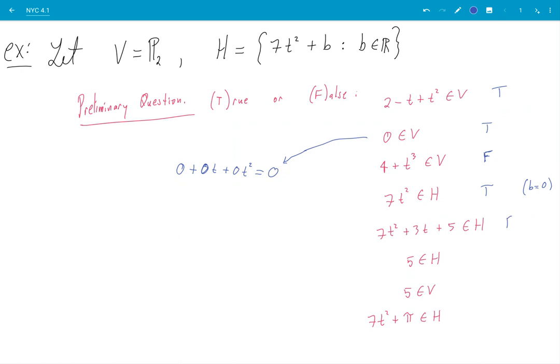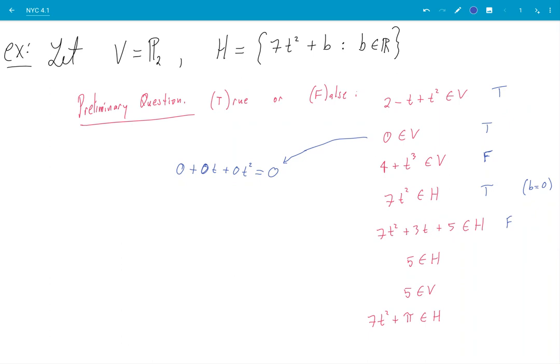This one's false because you have this problem here. To see that this is false, just ask yourself, is this item here one of these dudes? And the answer is no. Okay, B has to be a real number. It can't involve a variable. Well, this can't be B. I can't say B is equal to this, because of the presence of the t.